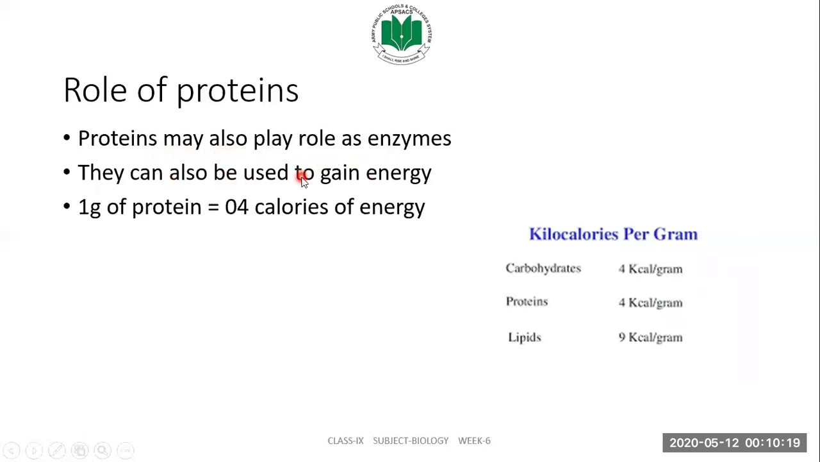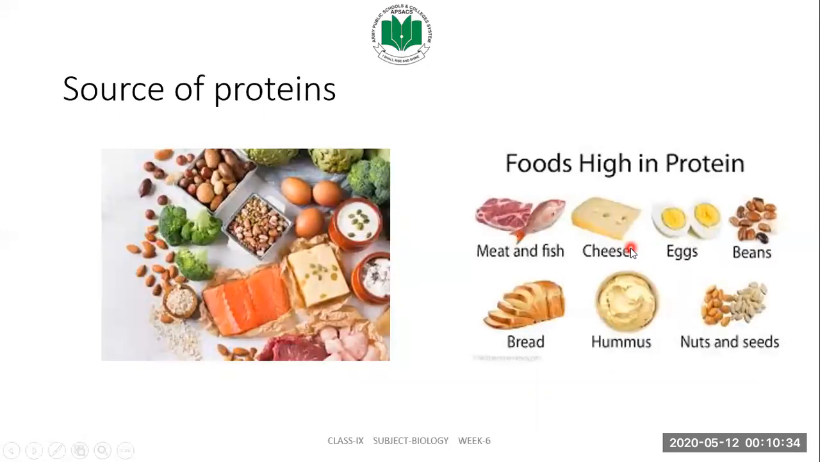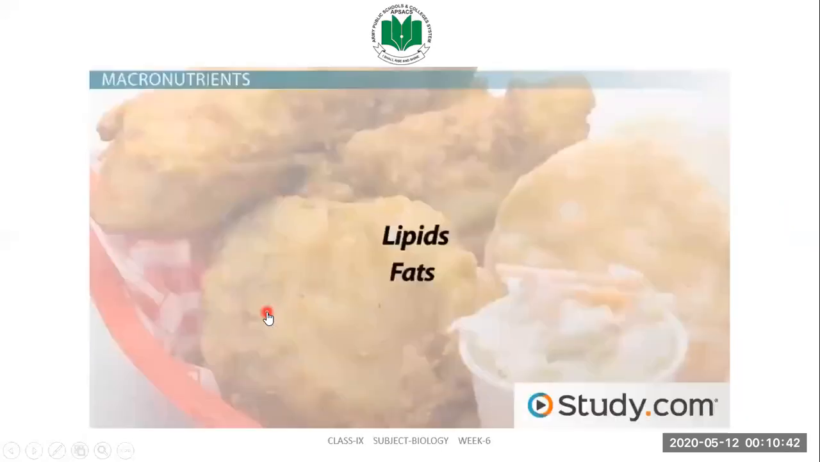They can also be used to gain energy. Obviously, 1 gram of protein will be giving us 4 kilocalories per gram, which is much less than the energy which we gain from the lipids. But this energy is equal to the same energy that we get from the carbohydrates. Sources of proteins are meat and fish, cheese, eggs, beans, bread, hummus, and nuts and different seeds.